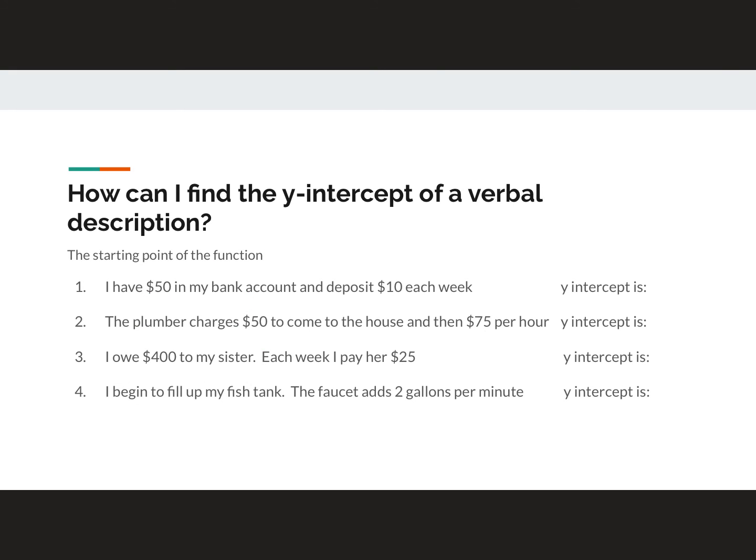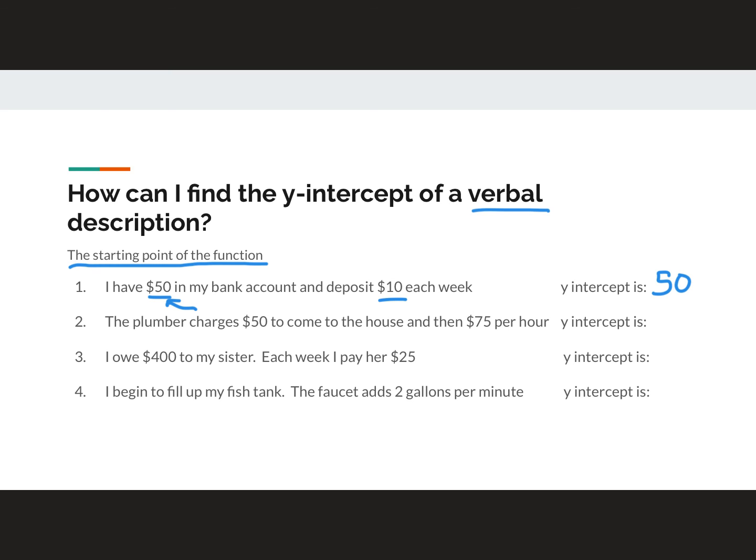Okay, so finally, how do I find it from a verbal description? Remember, verbal descriptions are just writing. It's words. So in this case, I'm looking for the starting point of the function. So let's talk about that. I have $50 in my bank account and deposit $10 each week. My starting point is there. So my y-intercept is 50.